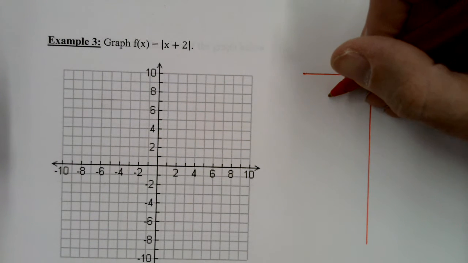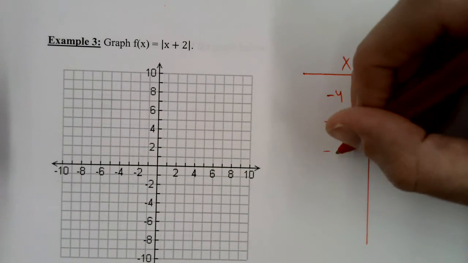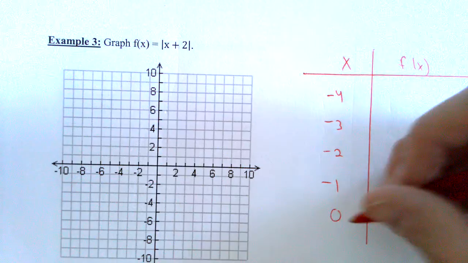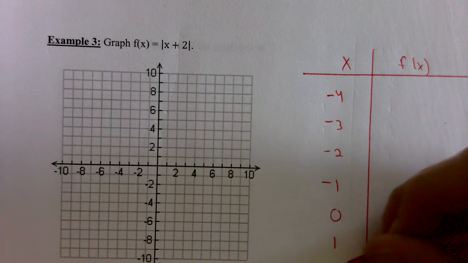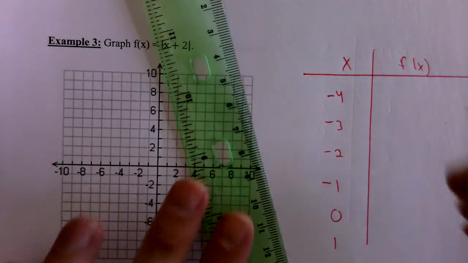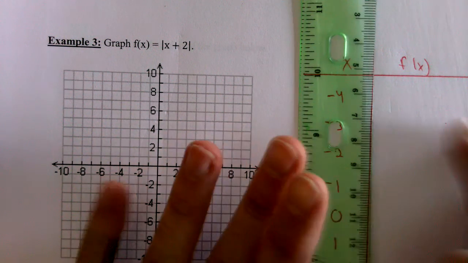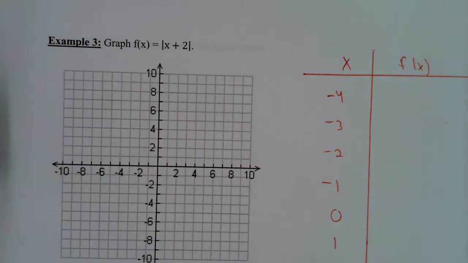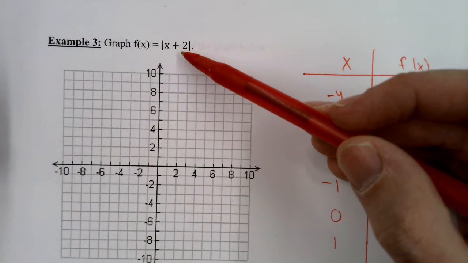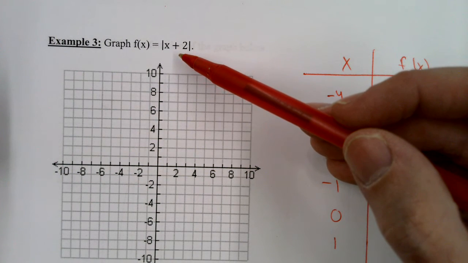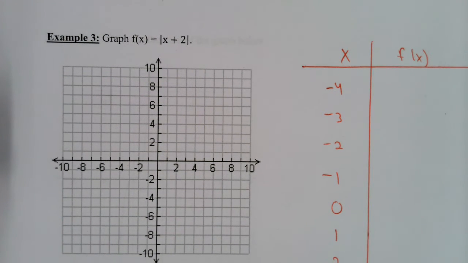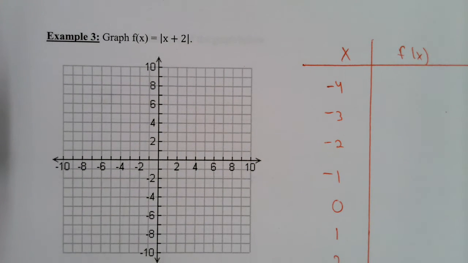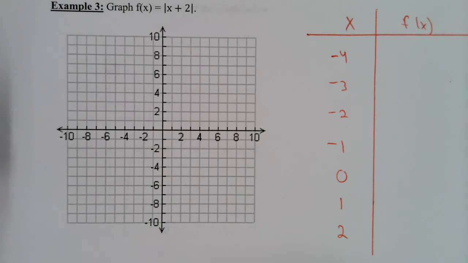So for my table, I'll go negative 4 for x. I'll do negative 3, negative 2, negative 1, 0, 1, and I'll do 2, and I'll stop there. So those will be the x values I'm going to use for my table. So again, this is going to be the absolute value parent function. This plus 2 means you're going to shift it left 2. Okay, so you can either graph the parent function and shift everything left 2, or you can make a table like me. I'll stick with this.